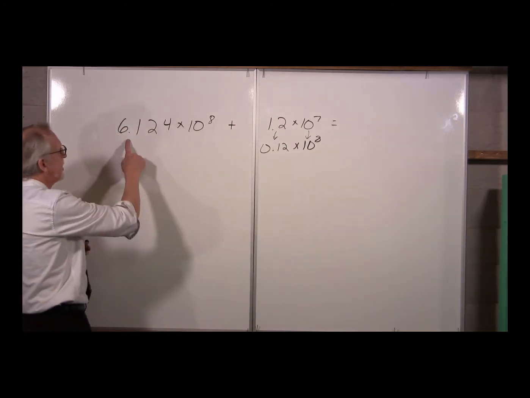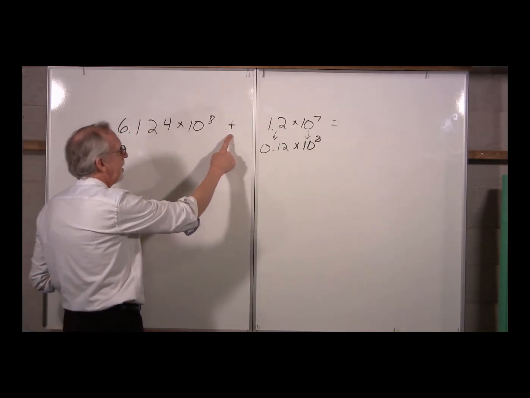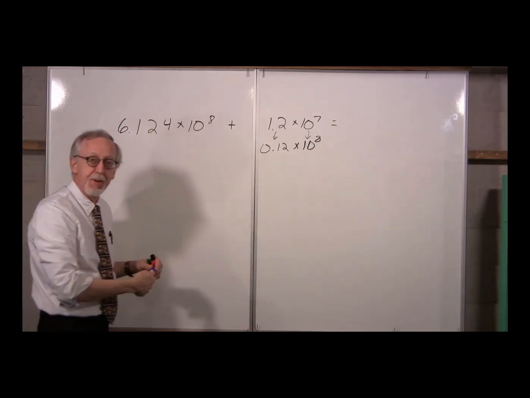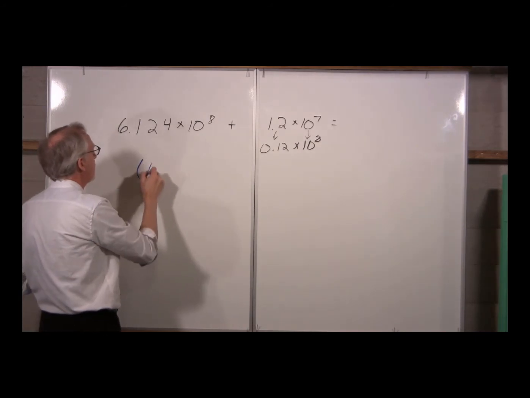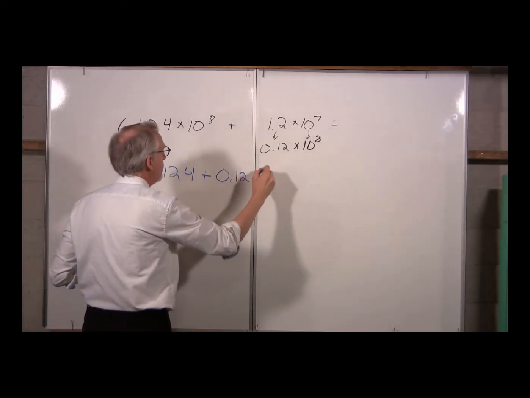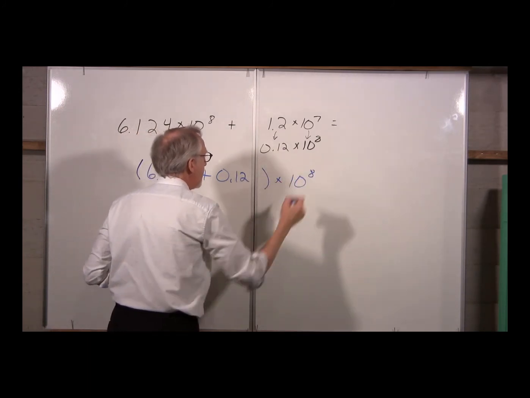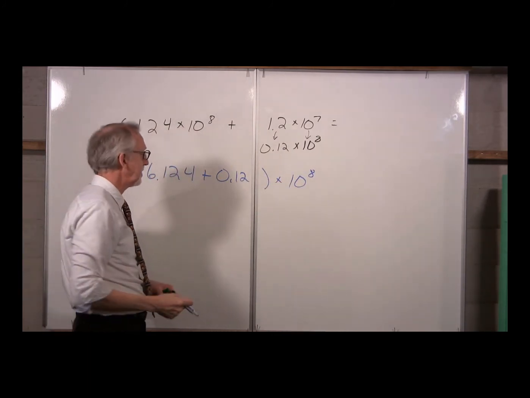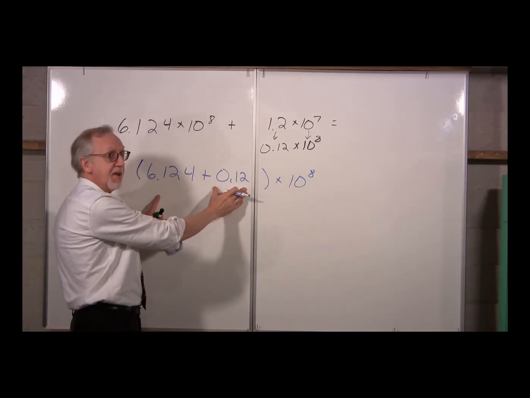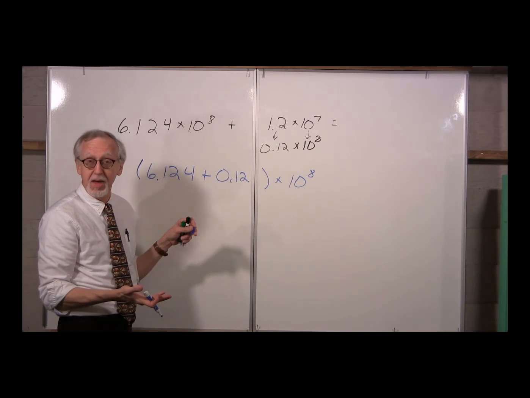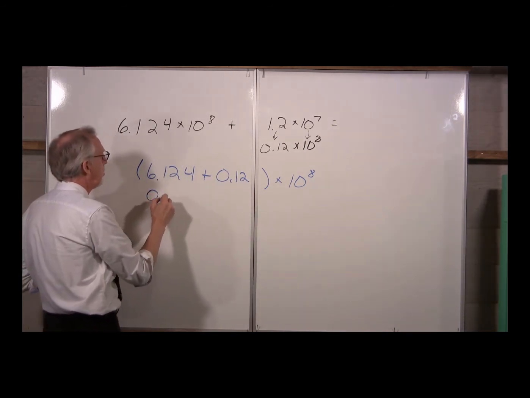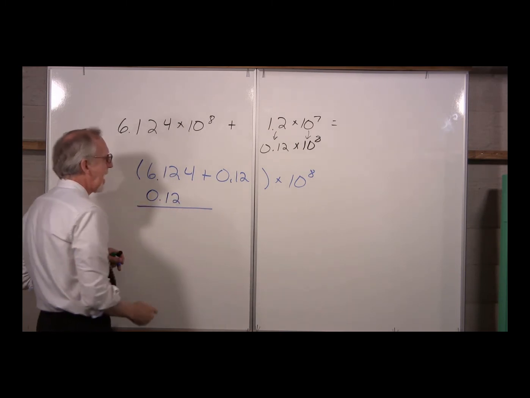Now, we have 6.124 times 10 to the 8th plus 0.12 times 10 to the 8th. We can factor off that power of 10 to the 8th. So here we've got 6.124 plus 0.12 times 10 to the 8th. Both of them times 10 to the 8th. Now we've got just these numbers that we need to add together. And now we can go back to the way of adding numbers we talked about before. Let's line these up, 0.12, and add them up.